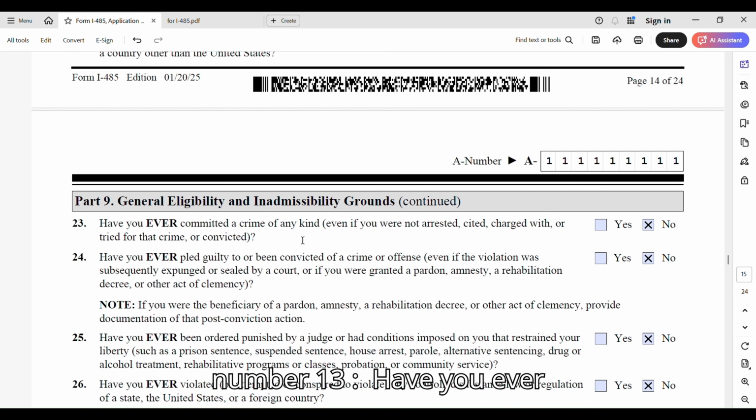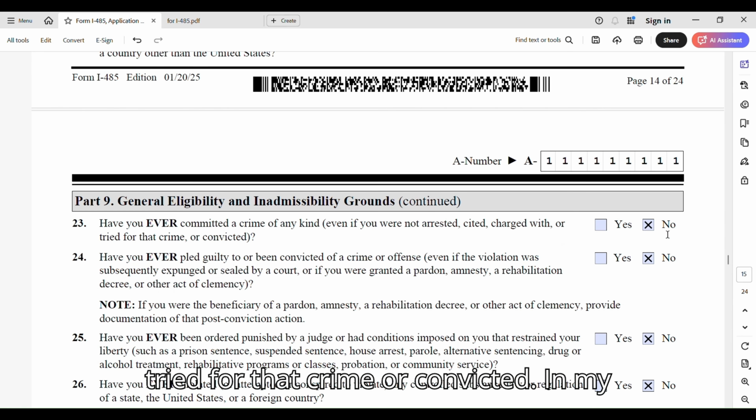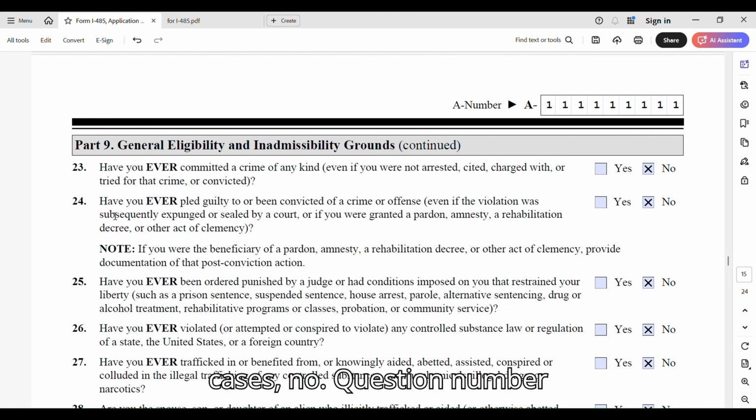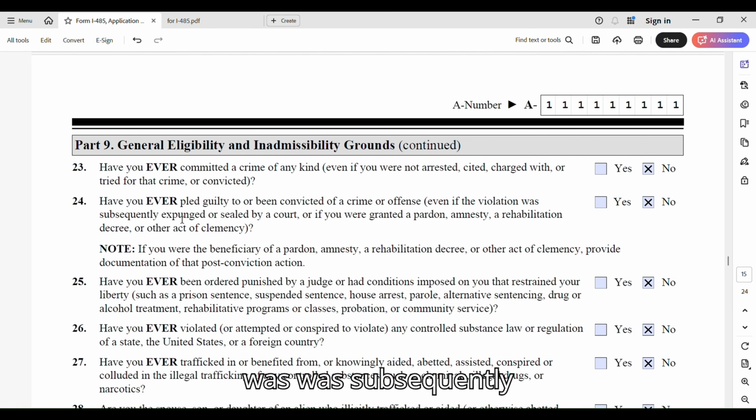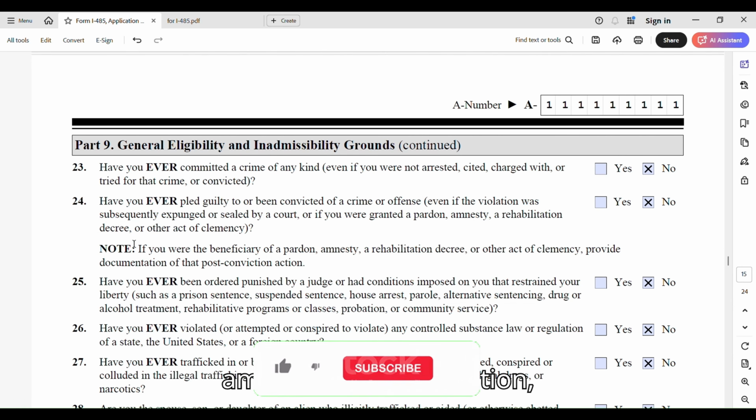Question number 23. Have you ever committed a crime of any kind, even if you were not arrested, cited, charged with, or tried for that crime, or convicted? In my case, no. Question number 24. Have you ever pleaded guilty to or been convicted of a crime or offense, even if the violation was subsequently expunged or sealed by a court, or if you were granted a pardon, amnesty, or rehabilitation decree, or other act of clemency? In my case, no.